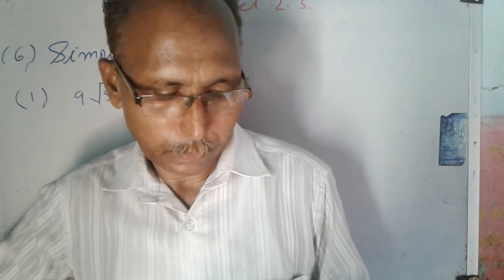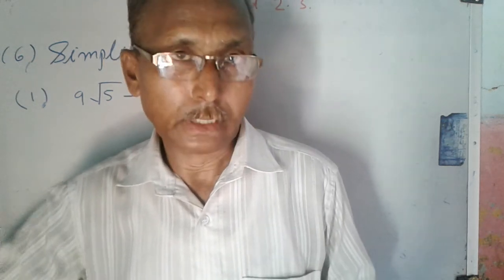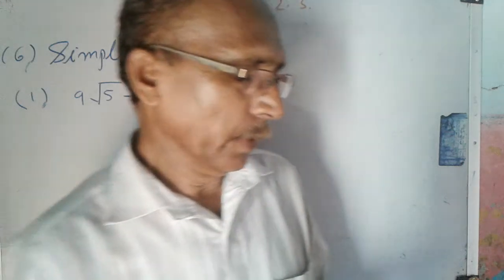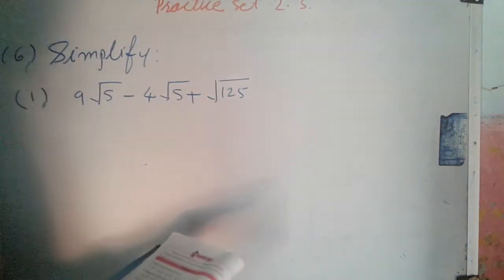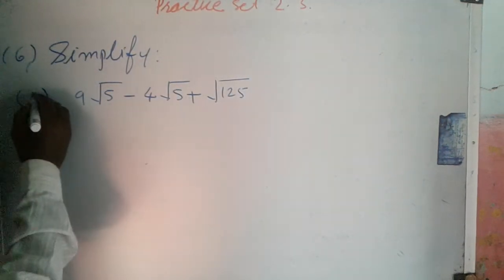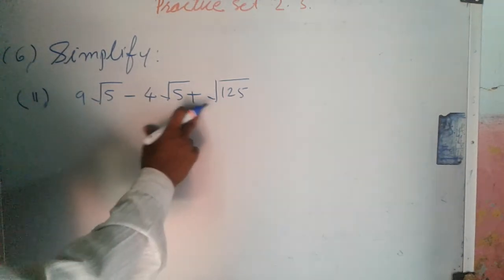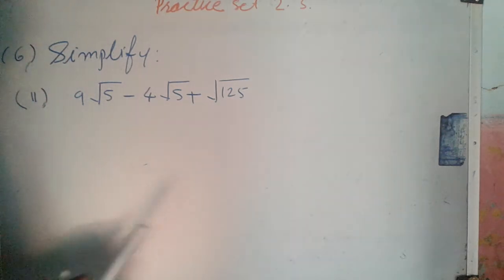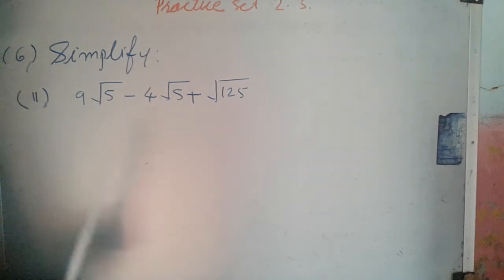Remaining examples from question number 5 you solve. Now we will take question number 6, simplify. In that question number 6, example number 2: 9 root 5 minus 4 root 5 plus root 125. Now here, for addition or subtraction of surds, the surds must be similar surds or like surds.